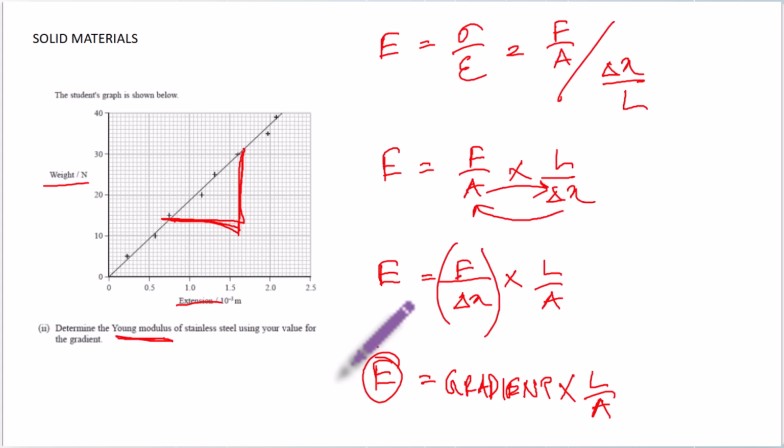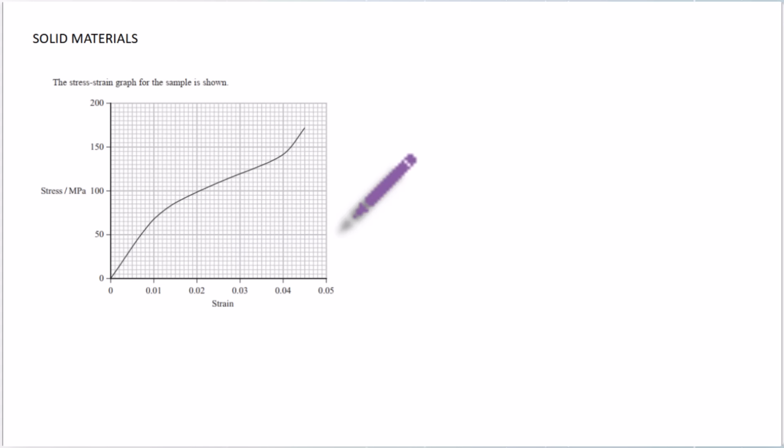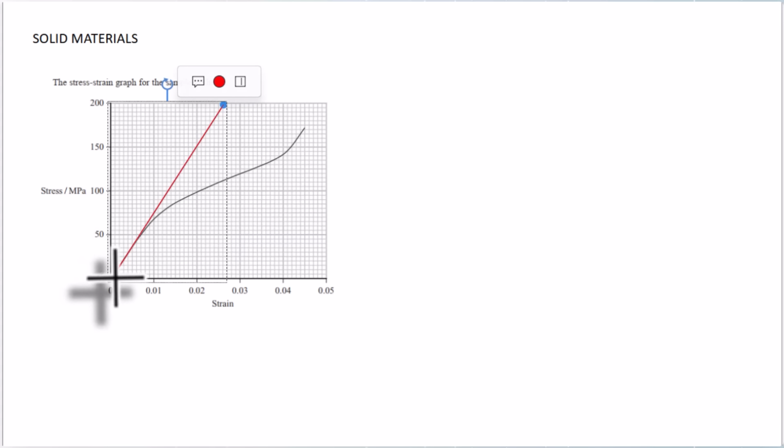And a simpler way to directly find out the Young modulus is from a stress-strain graph. But there is an exception. If your stress-strain graph is curved, you have to find out the gradient from the straight section, the initial straight section from the origin. So you have to draw a tangent over here and keep on moving this as long as it is aligned with your graph like this. And then you find out the gradient of this line.